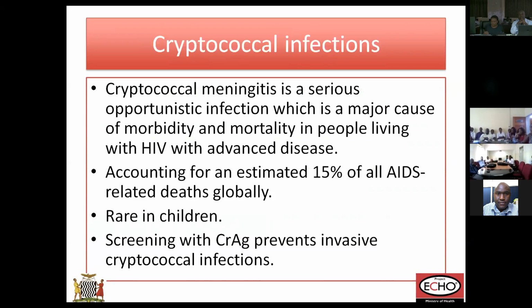Cryptococcal infections are not really covered. The screening is not covered in the Zambian treatment guidelines, but what we should know is that cryptococcal meningitis is a serious opportunistic infection, which is one of the major causes of morbidity and mortality in people living with HIV. It accounts for about 15% of all AIDS-related deaths globally, and it is rare in children. Screening with CrAg prevents invasive cryptococcal infections, but we are not going to talk about that because it is not currently adopted in the Zambian guidelines.